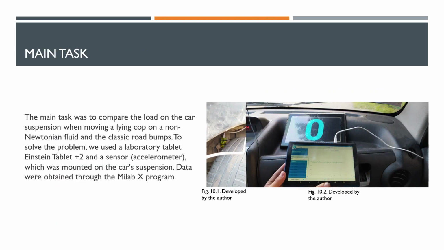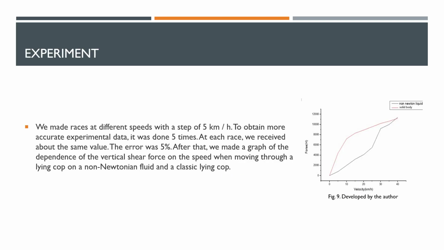The main task was to compare the load on the car suspension when moving over a line cop based on non-Newtonian fluid and the classic road bumps. To solve the problem, we used the laboratory tablet Einstein Tablet Plus 2 and an accelerometer sensor, which was mounted on the car suspension. Data were obtained through the MiLAB program. We made runs at different speeds with a step of 5 km per hour. To obtain more accurate experimental data, each was done 5 times. At each run, we received about the same value.